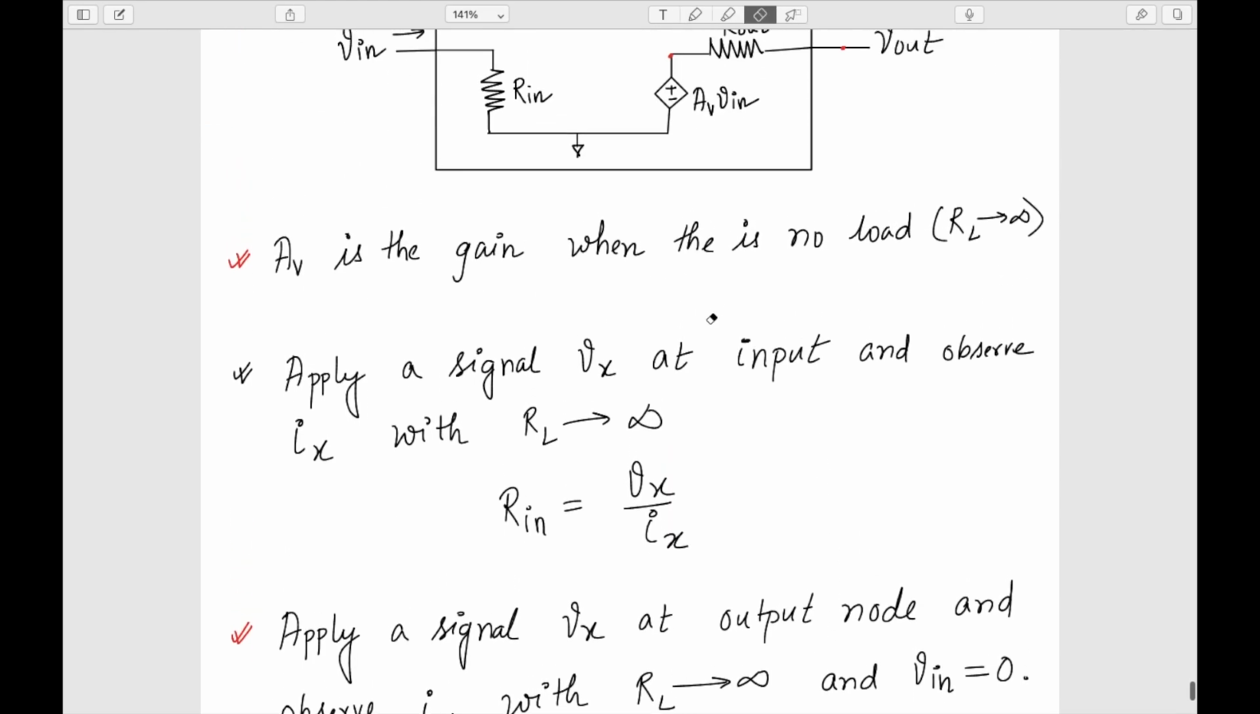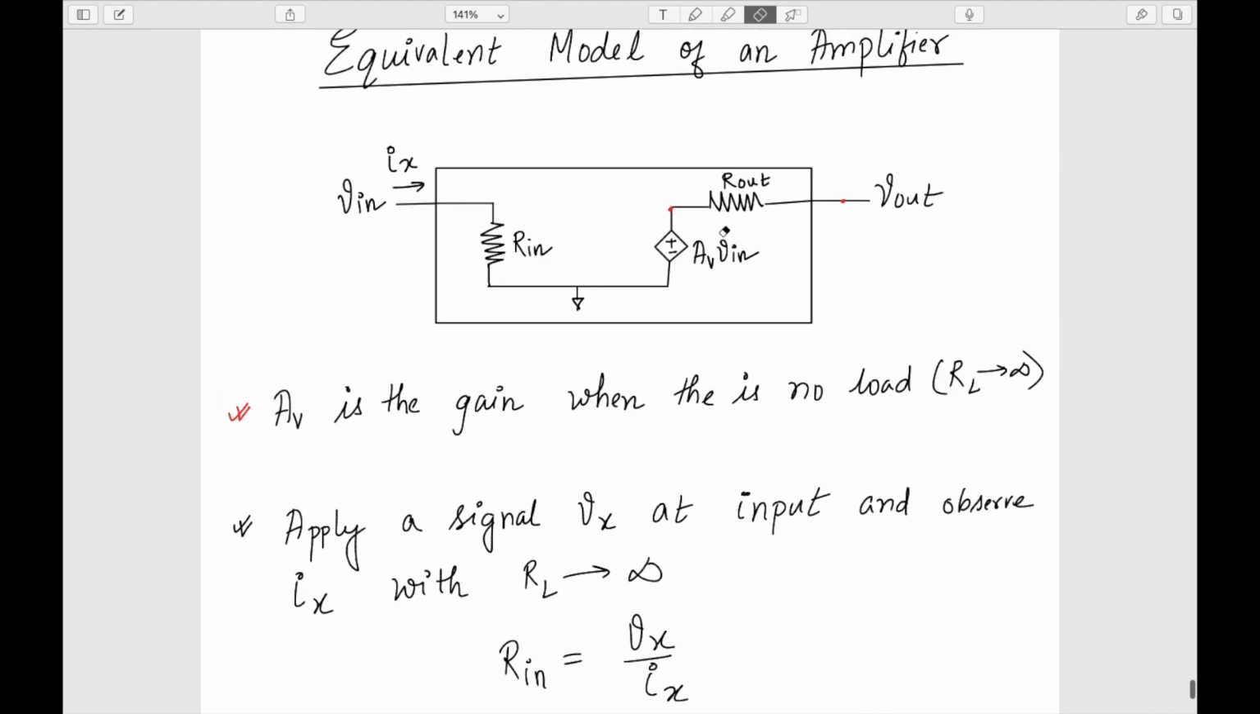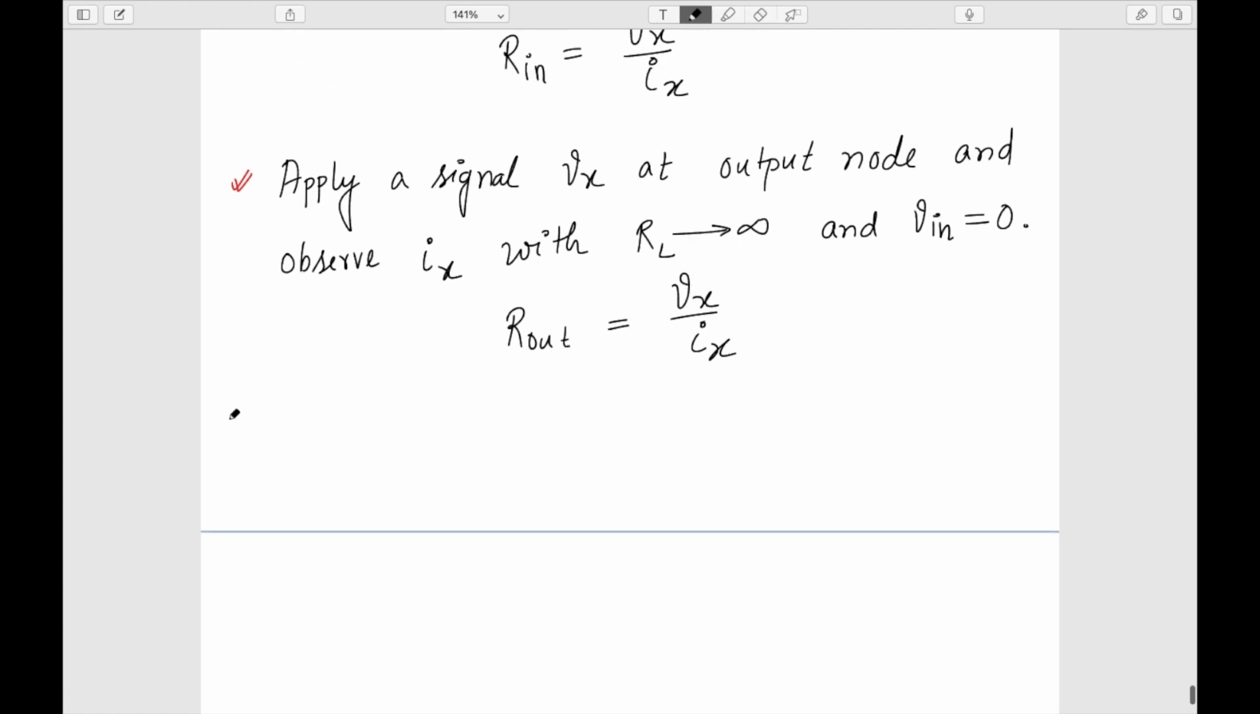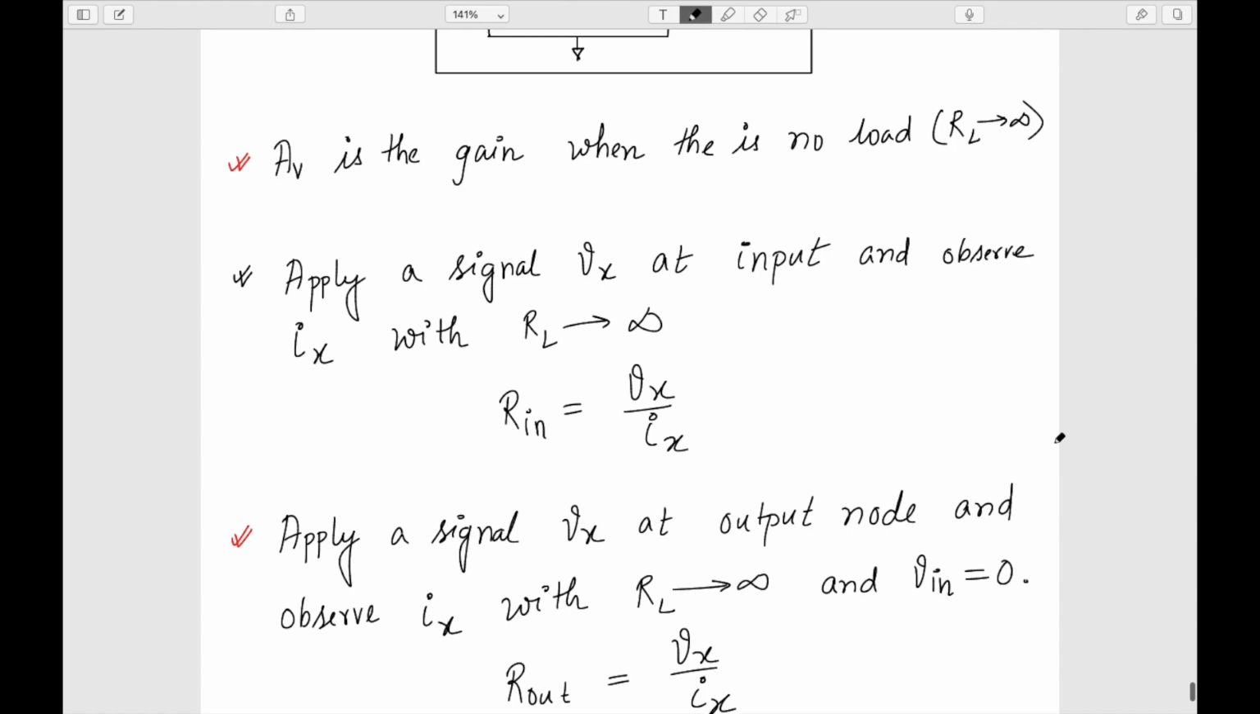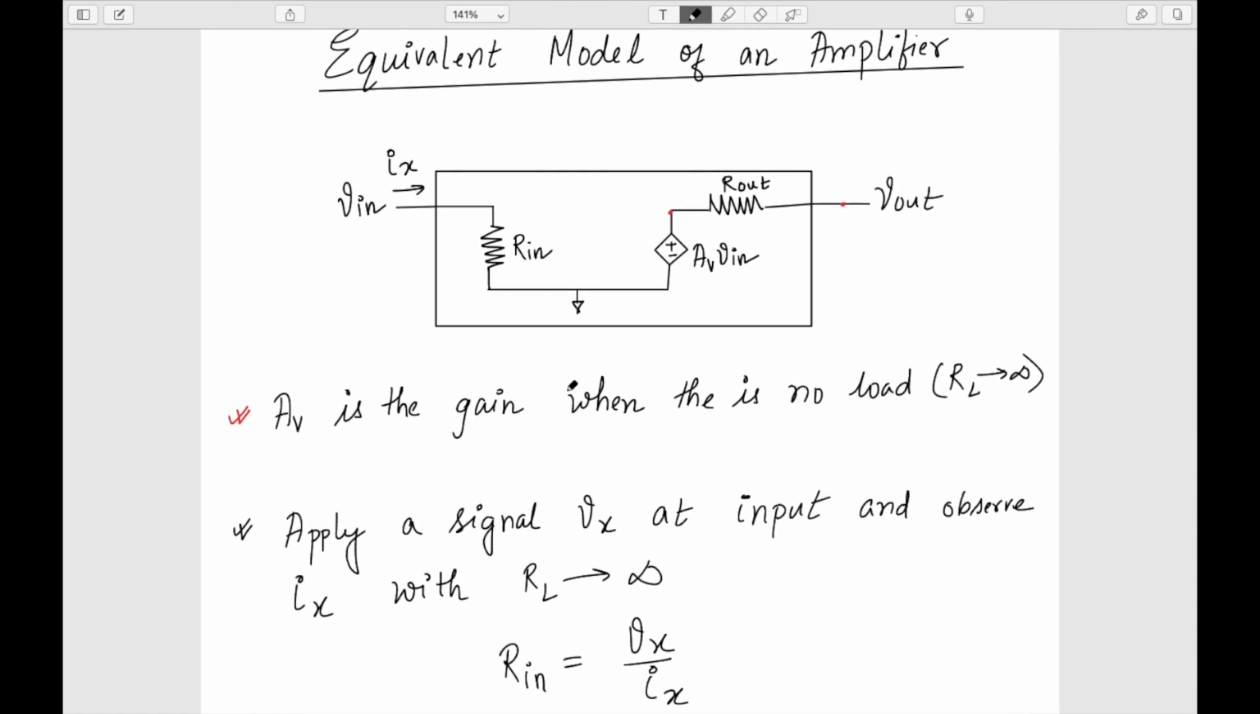Okay, so this is how we have estimated the three important parameters: the input impedance, the output impedance, and the gain in the no load condition. Okay, so just to conclude this discussion, the R in is called the input impedance of the amplifier, and R out is called the output impedance of the amplifier.